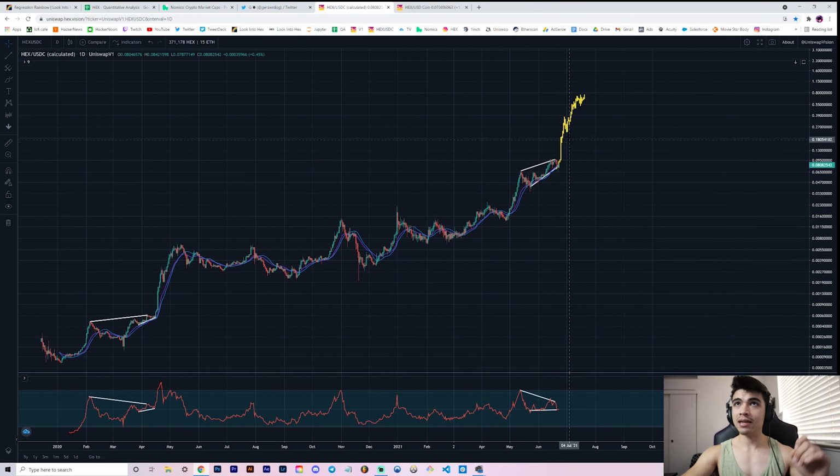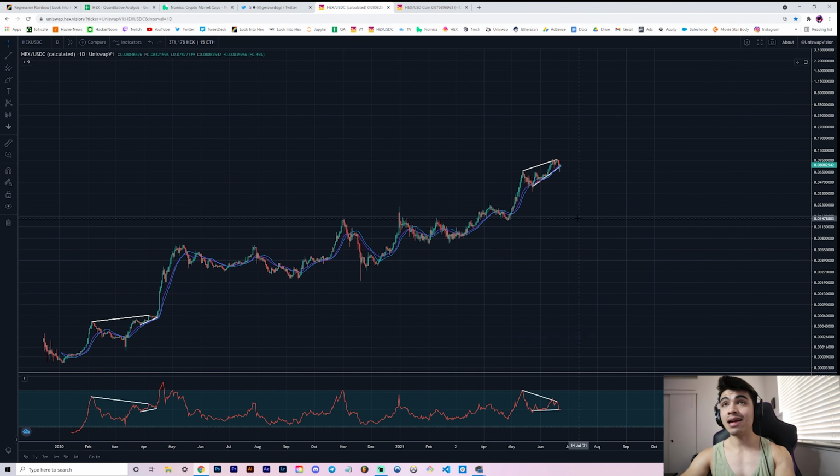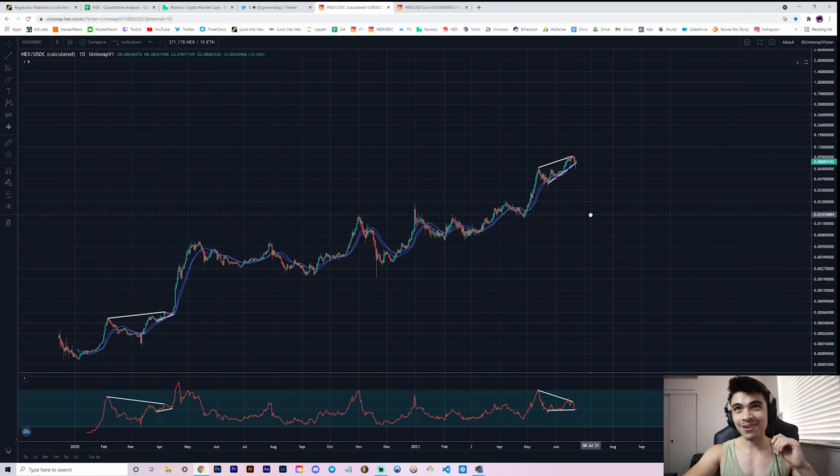But I wanted to give you guys kind of another look at this fractal because I think it looks super good and bragging rights are nice, aren't they?